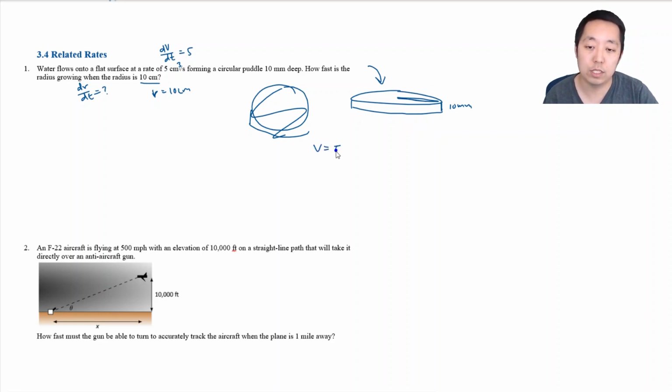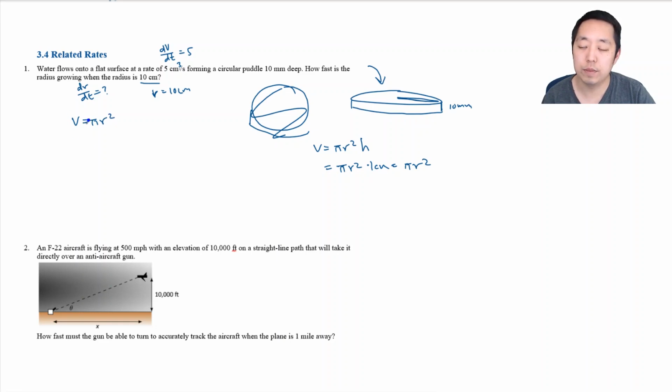Volume of a cylinder is the area of it times the height. In this case, I know the height is always 10 millimeters. So that's pi times r squared times, I'll do it in centimeters, which is 1 centimeter, which is just 1, so pi r squared. Okay? And then I'm going to say, well, this is my equation, V equals pi r squared.